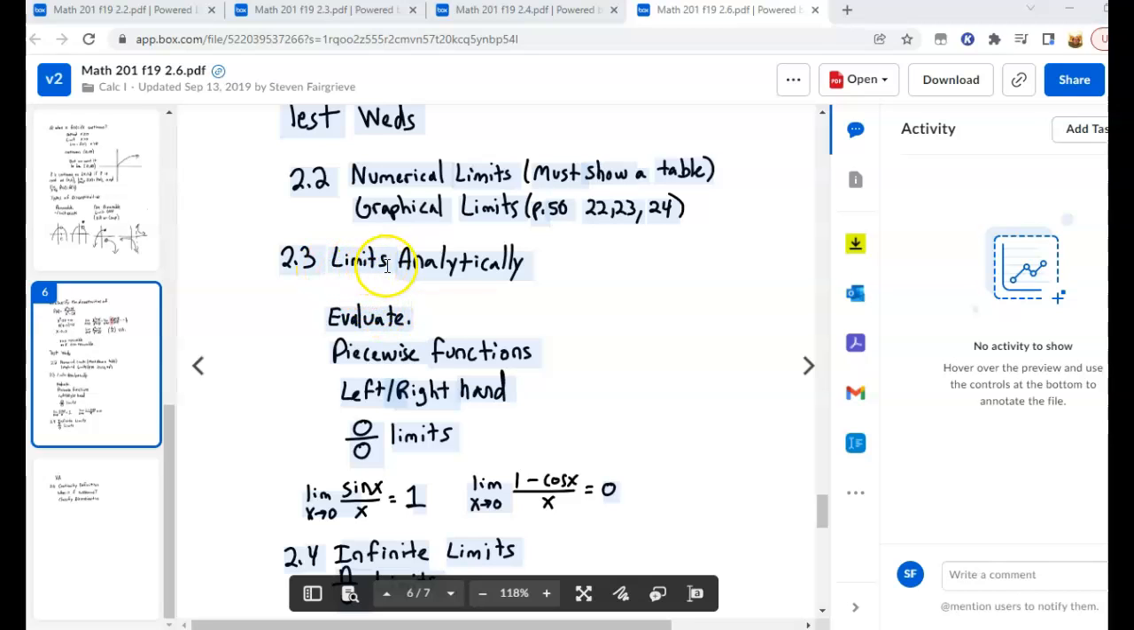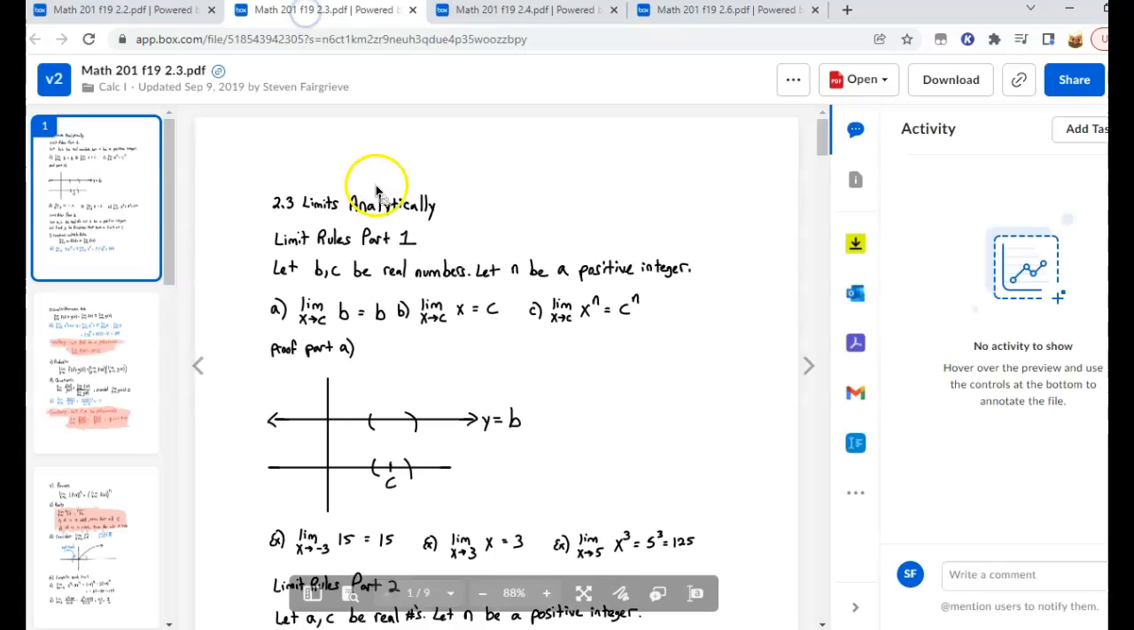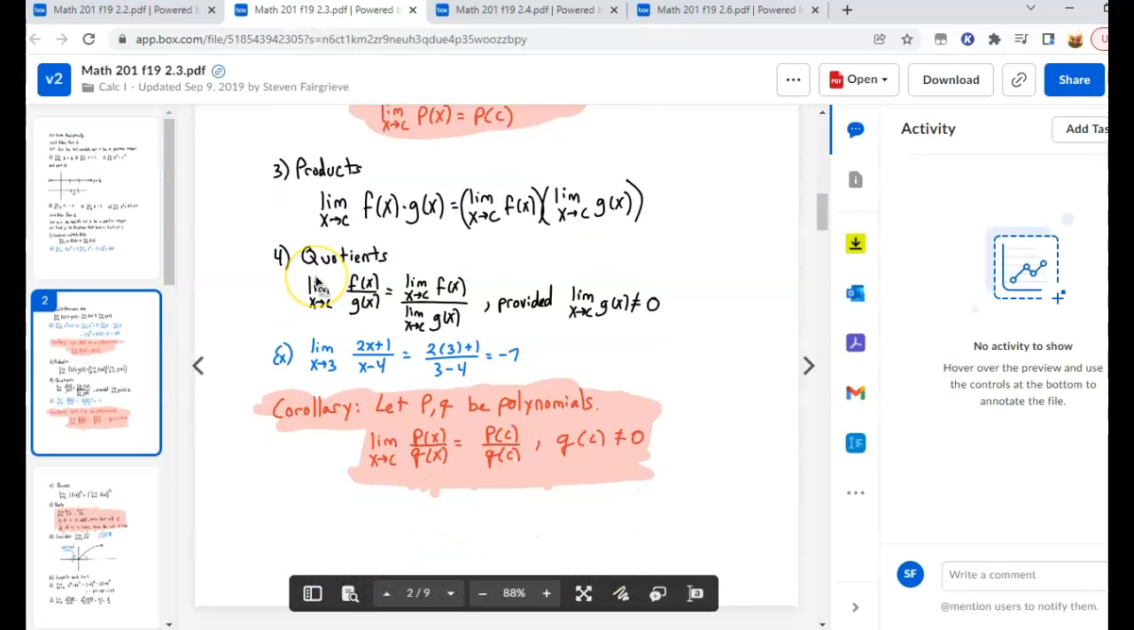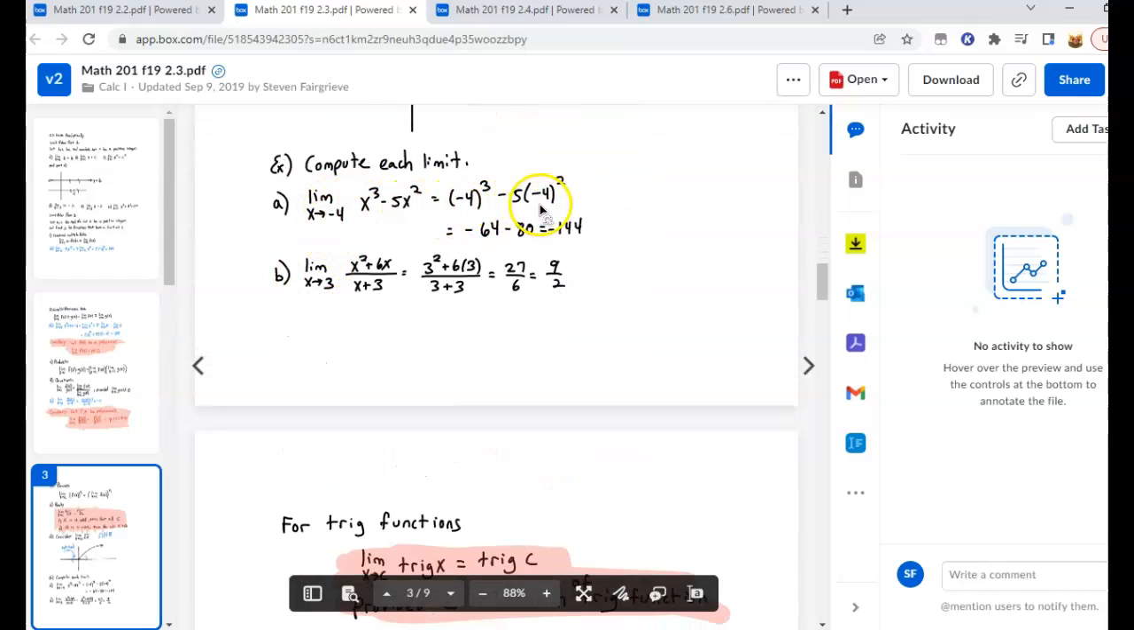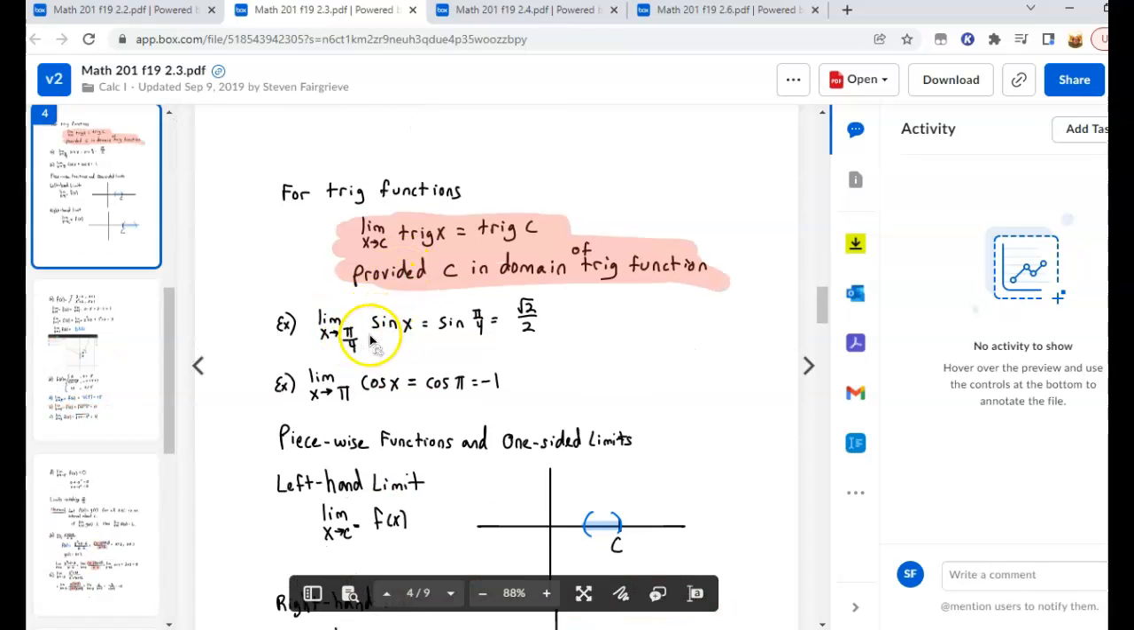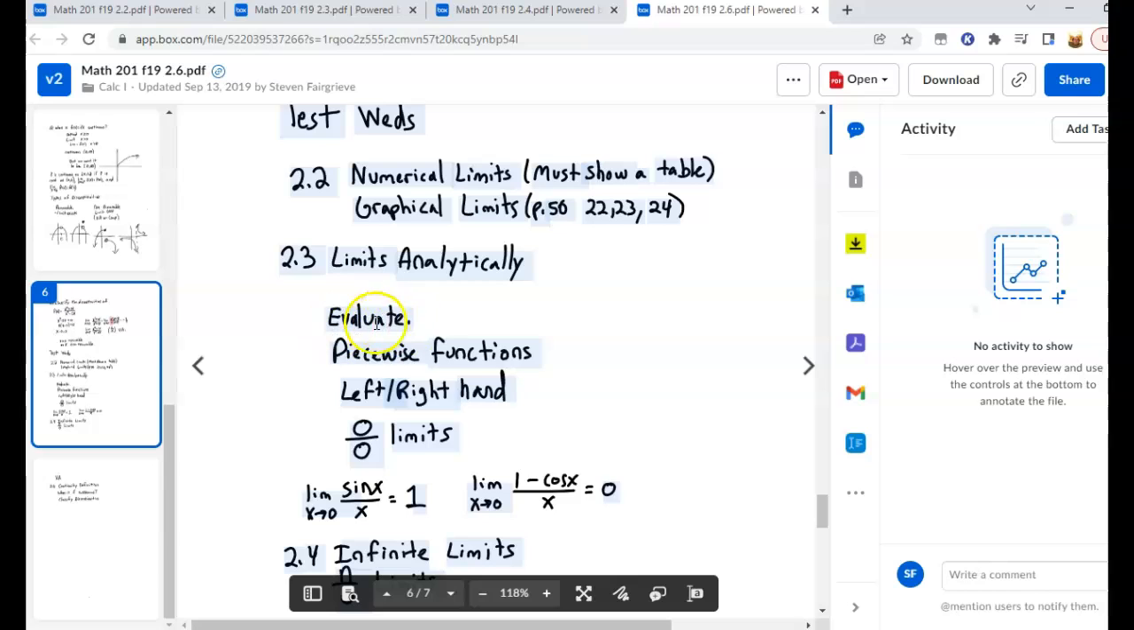We then moved on to 2.3, where we talked about limits analytically. We had a lot of basic rules and stuff. The big thing that you're going to be asked to do is to evaluate some limits. Now, some of those limits could be like some of these examples we did here, where we just have things that we can evaluate. If it's something we can just evaluate because it's defined as a polynomial, or as a rational function, or as a radical function, or with our trig functions, then we just go ahead and do that.